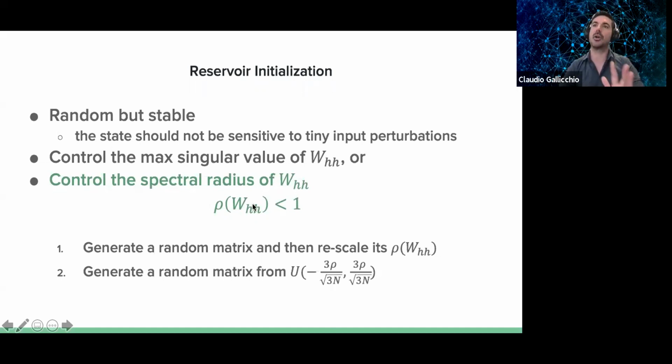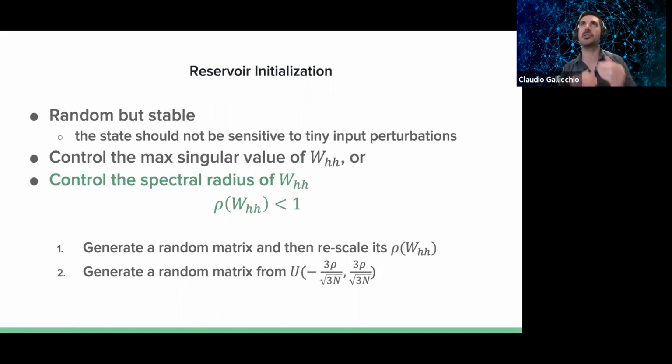So in practice, instead of training this recurrent hidden layer, we just initialize it with a fixed desired value of the spectral radius. There are a couple of ways to do that, to become more practical. The first, naive way is to generate a random matrix from a uniform distribution that we choose. And then, because the spectral radius scales linearly, we can just rescale it. It's very simple: we divide by the spectral radius of the random matrix and multiply by the desired value of the spectral radius. Then we are done.